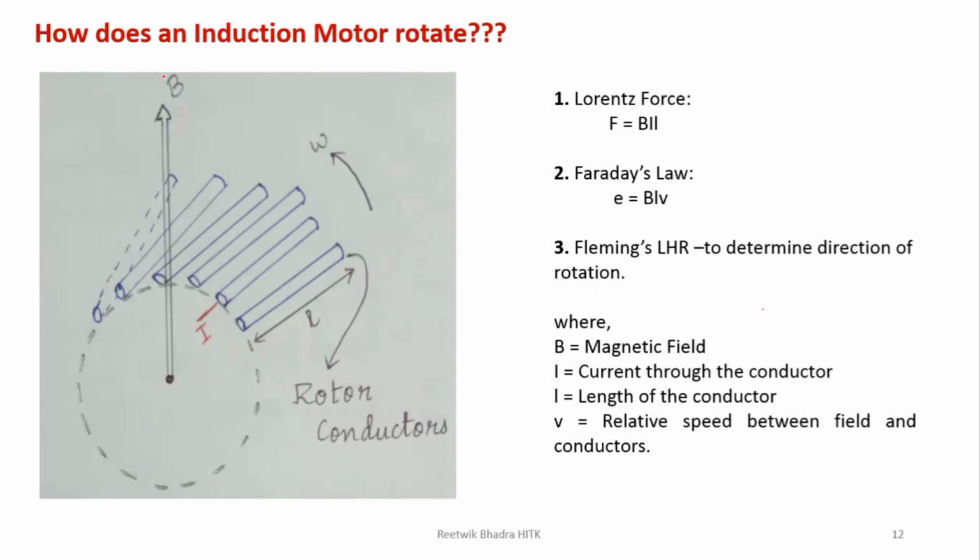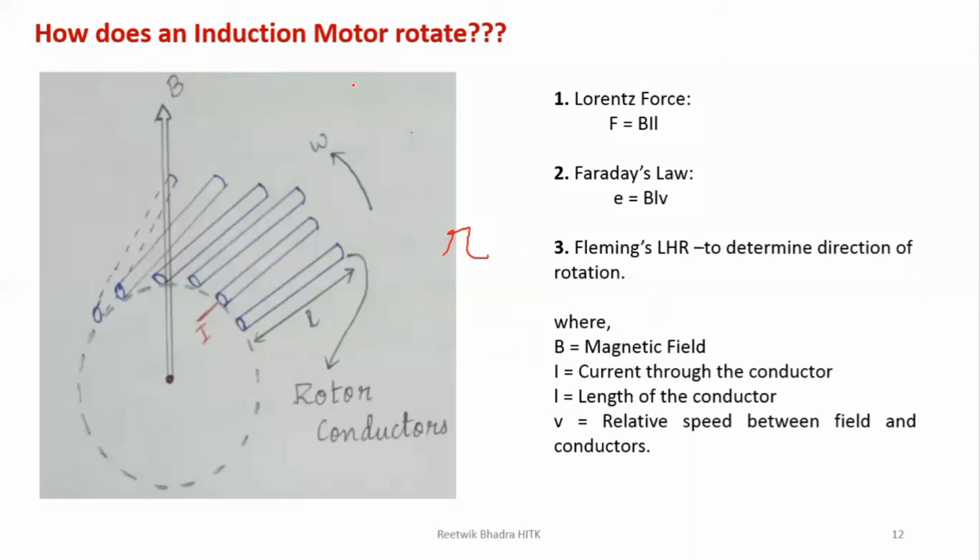At what speed this B rotates, we had just discussed, just named it as ns, equal to 120 f by P. So this magnetic field rotates at some synchronous speed. This conductors rotate at some speed nr. So speed of the rotor conductors is nr. This is speed of the stator field, that is given by ns. We'll go through this also in the later classes. So ns will be always greater than nr.